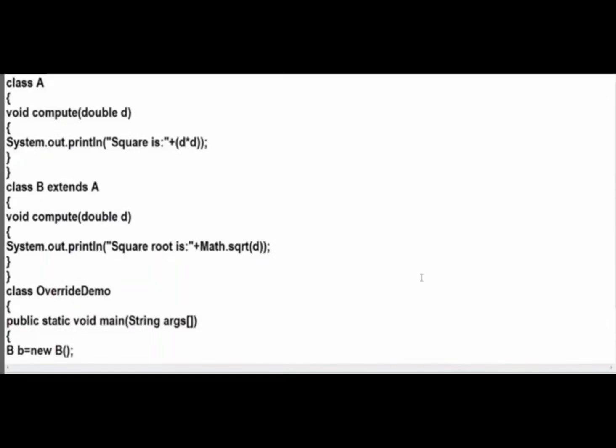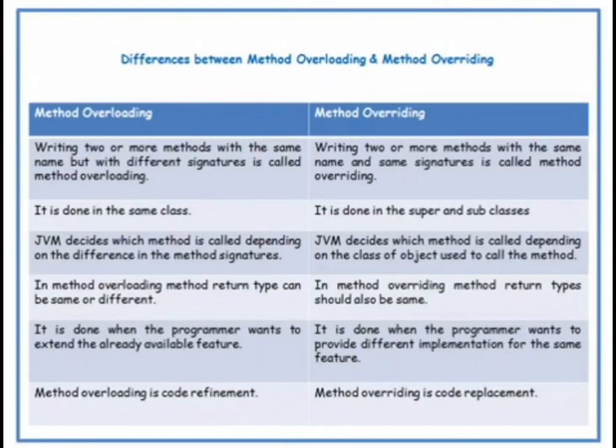It is the difference between method overloading and method overriding. What is method overloading and what is method overriding? Firstly, method overloading: writing two or more methods with the same name but with different signatures is called method overloading, and it is done in the same class. But method overriding: writing two or more methods with the same name and same signatures is called method overriding. It is done in the super and subclasses.